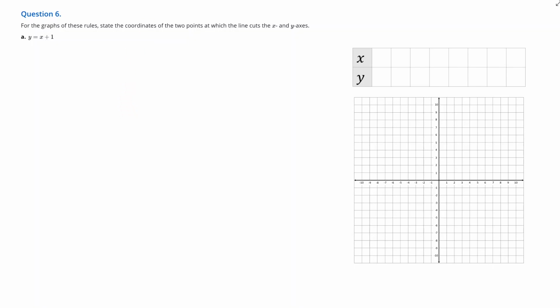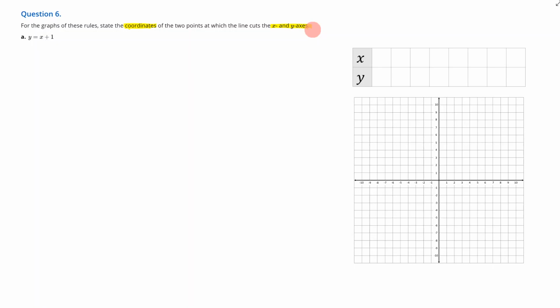So the question says, let me get my highlighter. For the graphs of these rules, state the coordinates of the 2 points at which the line cuts the X and Y axis. That's what we want. We want the coordinates for which the line cuts the X and Y axis. Now, at first you're like, what exactly is this asking me? I'm not quite sure.